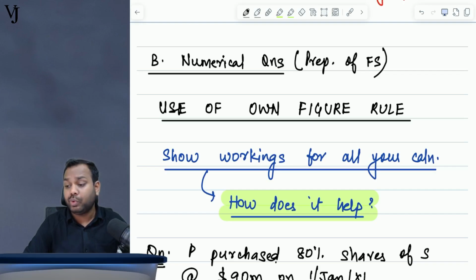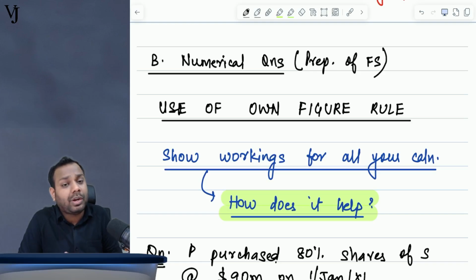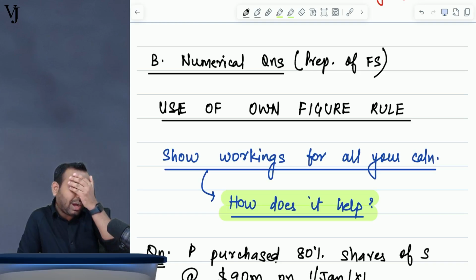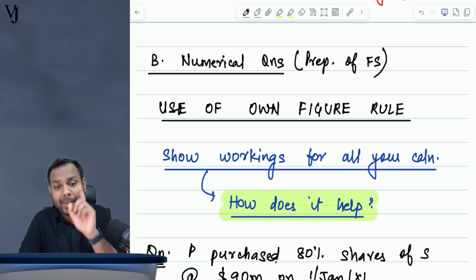The use of own figure rule. Students know that there is something called the own figure rule that exists, but students hardly know how exactly the own figure rule applies. How can we make the best use of the own figure rule? They don't know. So let us understand it with the help of an example.